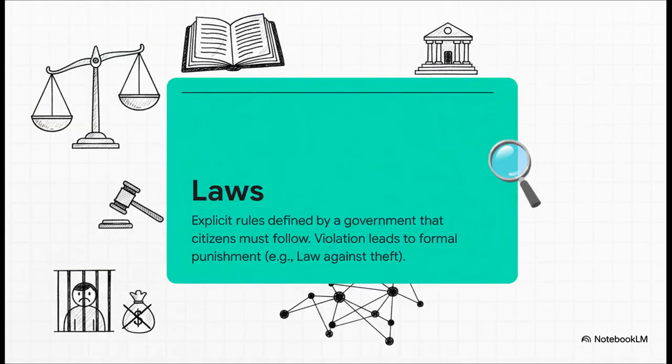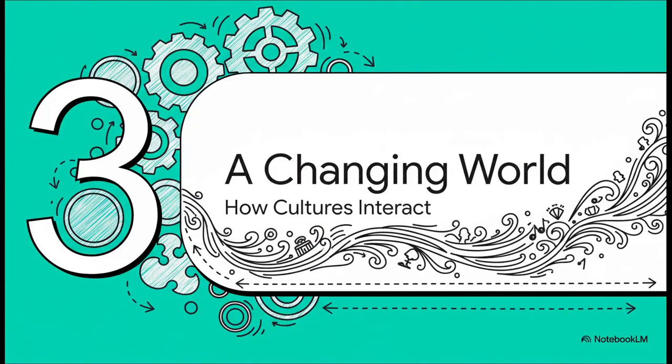Now, on the flip side, we have laws, and these are the complete opposite of norms. Laws are explicit, they are written down, they're official, and they're created by the government. Everyone has to follow them, and if you don't, like if you break the law against theft, there are real formal consequences.